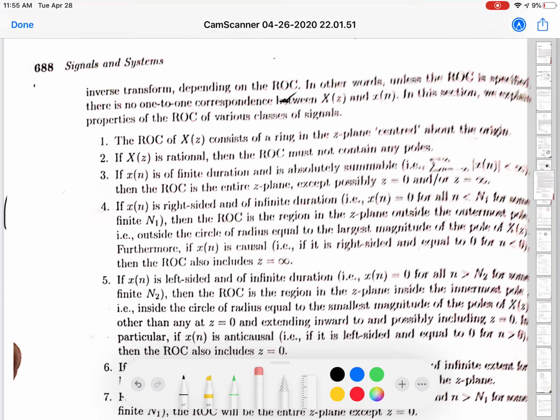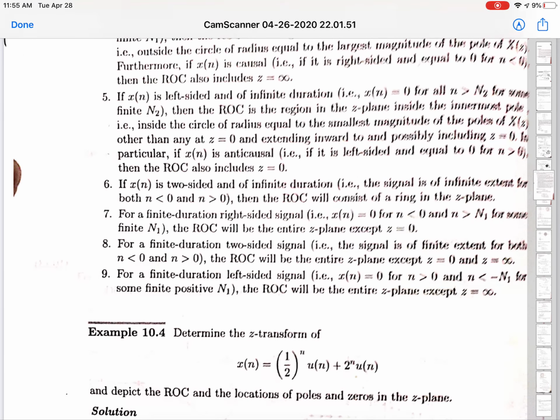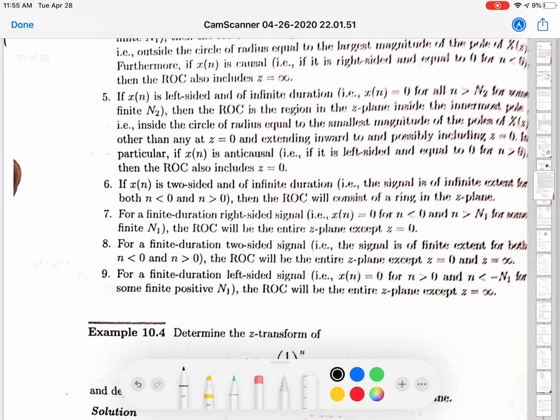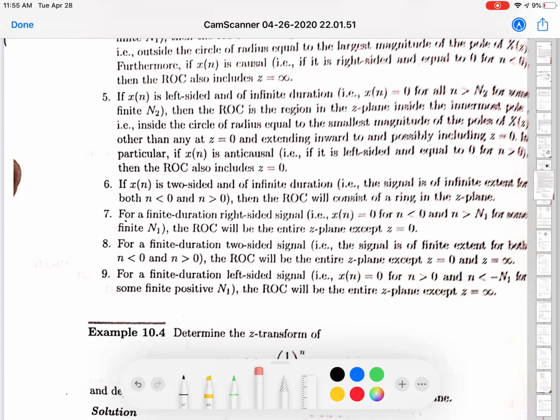And the next property is, if x[n] is two-sided and is of infinite duration. Two-sided means it is defined in the left side and it is defined in the right side. If it is two-sided, the ROC will consist of a ring. Consist of ring means if you draw a circle at pole a and a circle at pole b, the ROC for this will be a ring if it is two-sided.